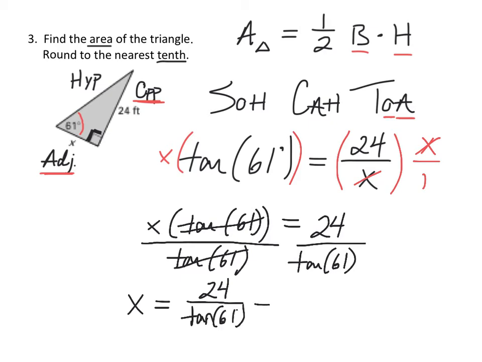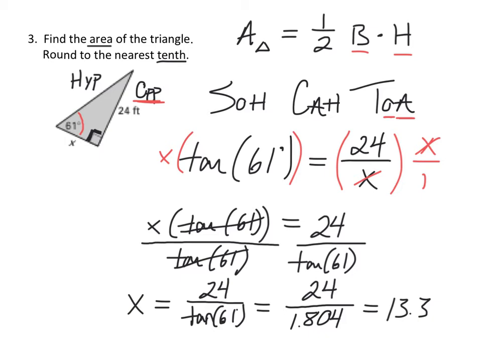So what we can do is first change that tan of 61 degrees into a decimal. So this way I can divide. So that's going to change to 1.804. And then when I plug that into my calculator, we end up with 13.3. So now I can fill that into my triangle up above. So now I know my base is going to be 13.3. So now I can use this to calculate my area.